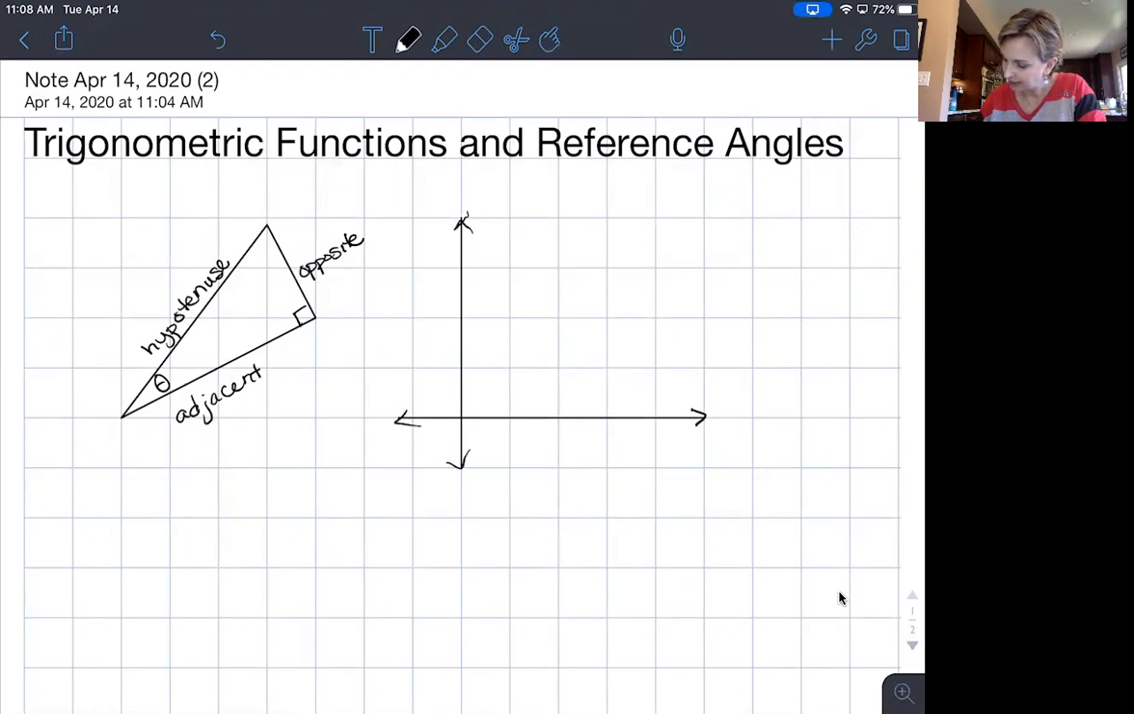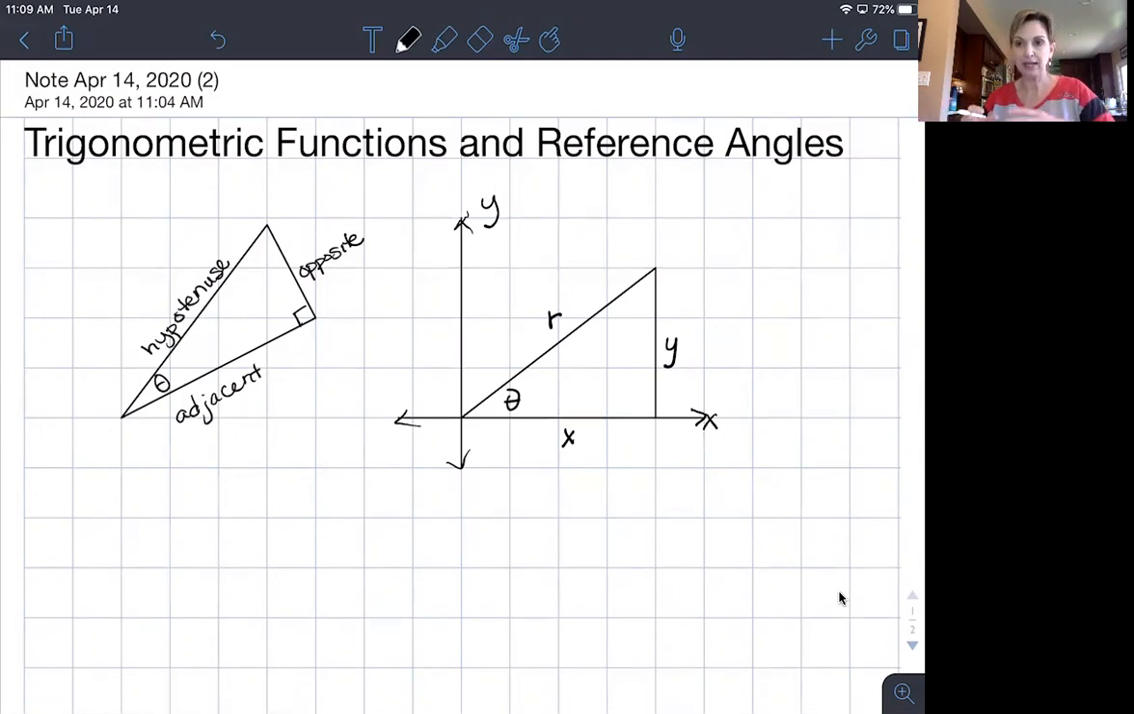Here's our X and Y axis, our X and our Y. And I'm just going to make my right triangle here so that I have an X and a Y and an R. So now here's my angle, and my opposite side is now going to be Y, and my adjacent side is now going to be X. The hypotenuse I'm now going to call R. So I've just taken that right triangle and settled it here into my coordinate plane. Okay, so I have now an X and a Y and an R instead of adjacent, opposite, and hypotenuse.